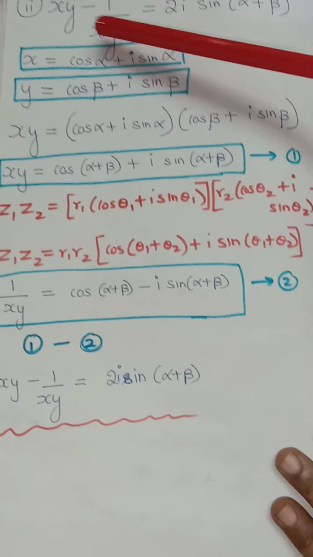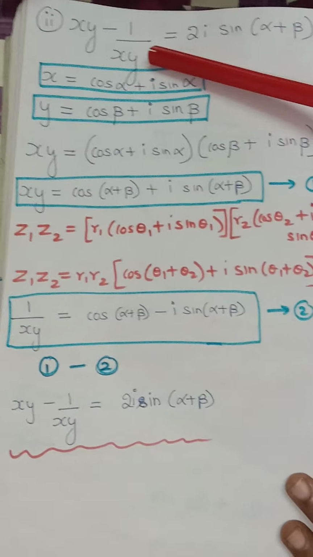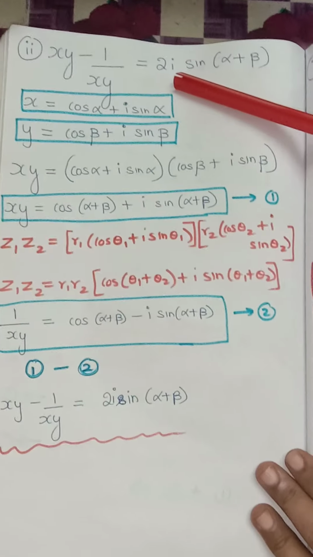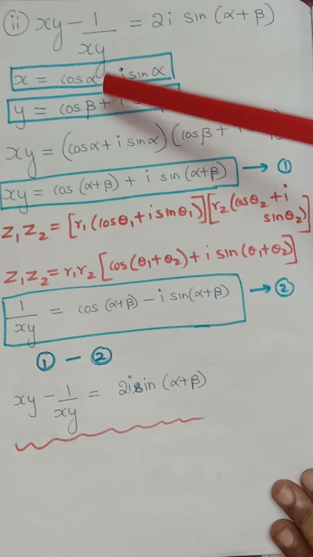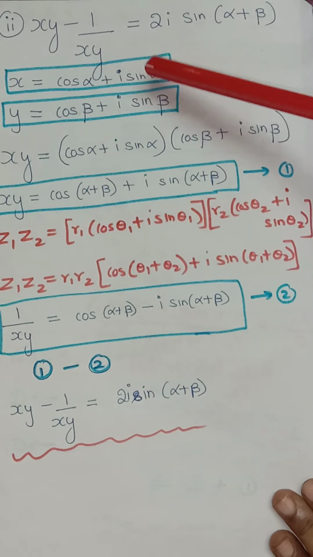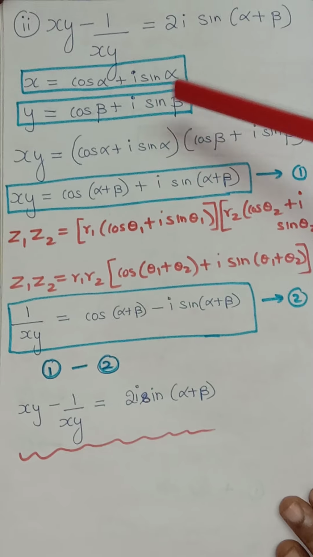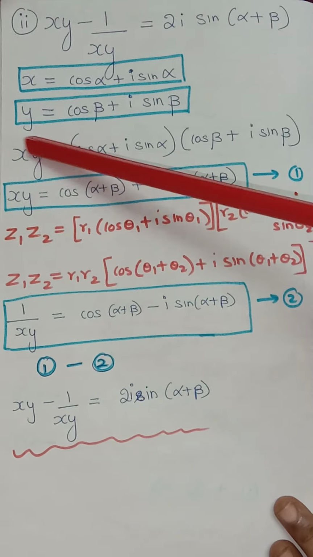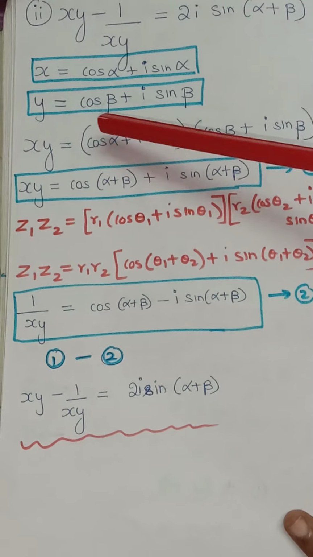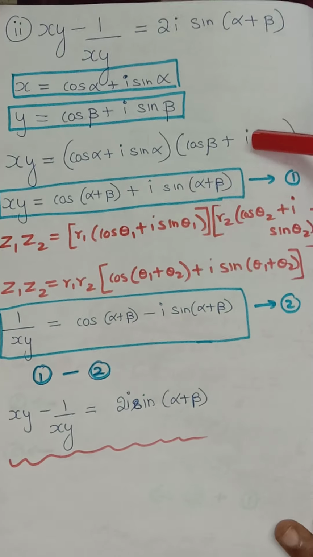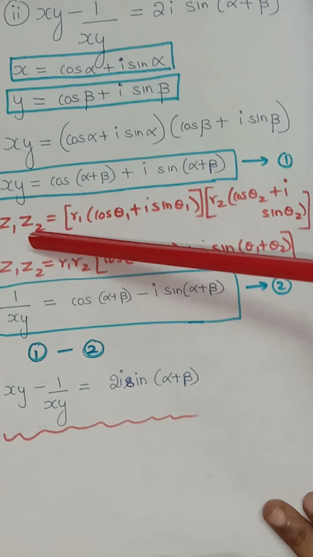Now the second subdivision, we have to prove xy minus 1 by xy equals 2i sin(alpha plus beta). We already know the result. x is equal to cos alpha plus i sin alpha. y is equal to cos beta plus i sin beta. Now let me find out the value for xy. So for xy I have to multiply these two complex numbers which are in polar form. So again we will be using this property.